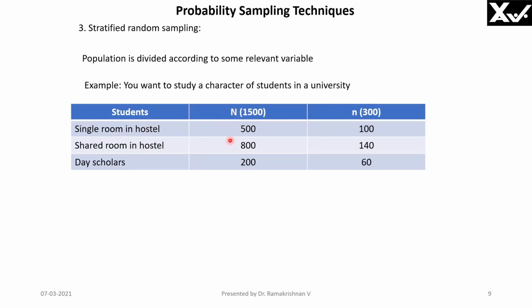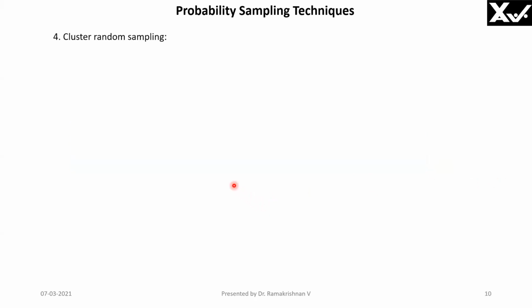The split up is given here. Staying in hostel in single room is 500. Staying in hostel, sharing double room is 800. And day scholars are 200. So the sample size being 300 out of 1500, we can proportionately calculate the sample size from this category and shared room category and day scholar category. So we are using this formula: 300 out of 1500 into 500 is 100. Similarly, for 300 out of 1500 into 800 is 140. And for this one, you'll get 40 here. Now, this is how you are finding out.